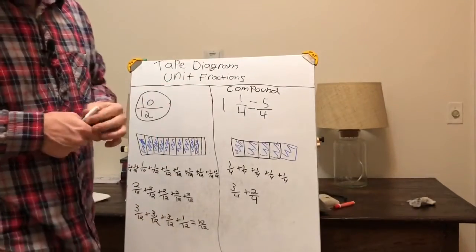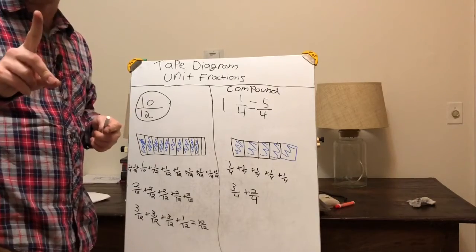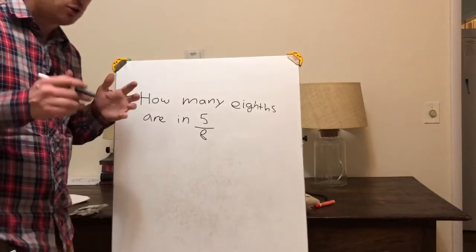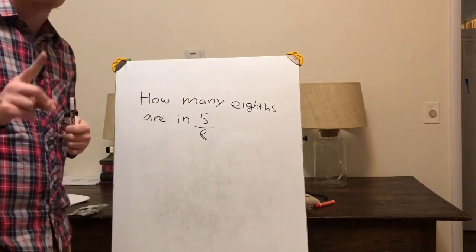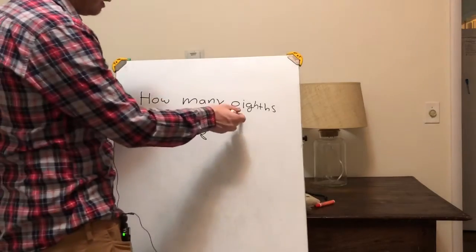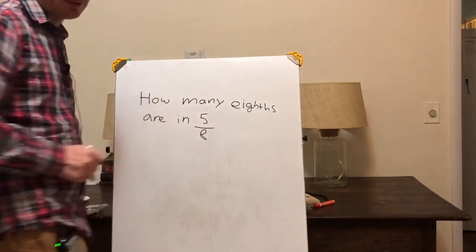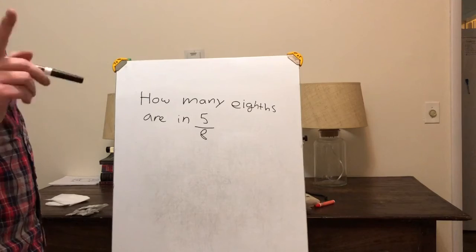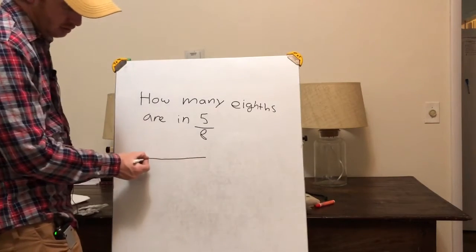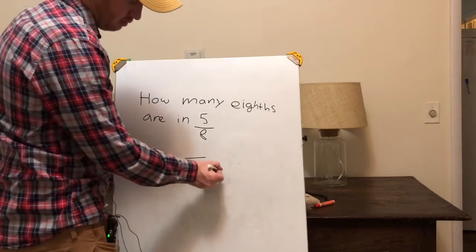Now we're going to move on to one of your application problems. Then you're going to go finish on your own. So here I have the first problem for your independent work. It says, how many eighths are in 5/8? And it wants you to draw a tape diagram to find the answer out. So I'm going to draw my tape diagram.